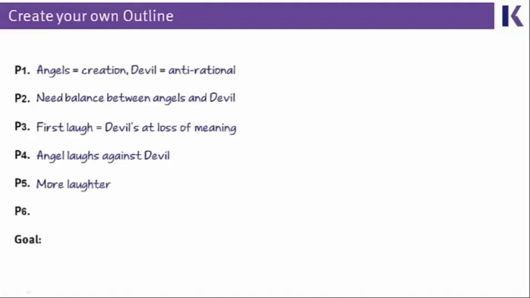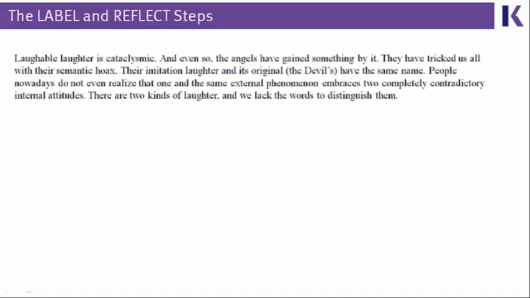Finally, let's move on to the last paragraph, paragraph 6. We get more about laughter here. It says, laughable laughter is cataclysmic, and even so the angels have gained something by it. They've tricked us all with their semantic hoax. Their imitation laughter and its original, the devil's, have the same name.